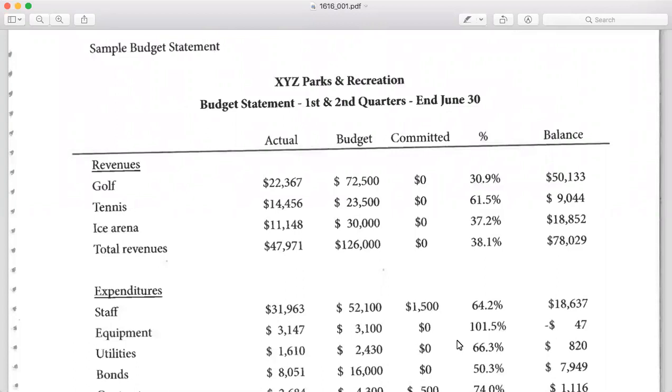Okay, good. I want to cover then the next section, which is initiate the bid process for commodities and capital acquisitions.